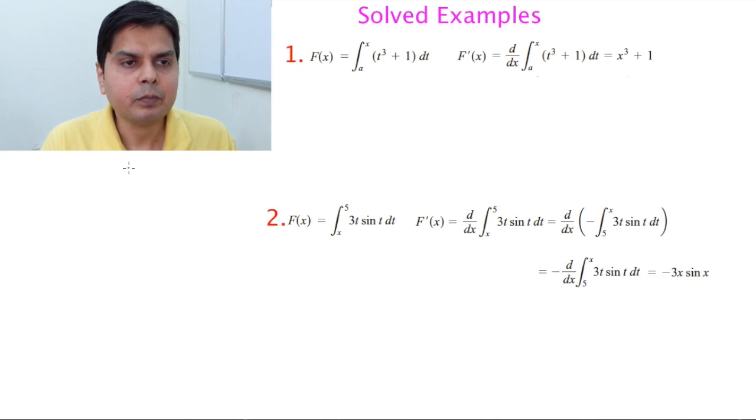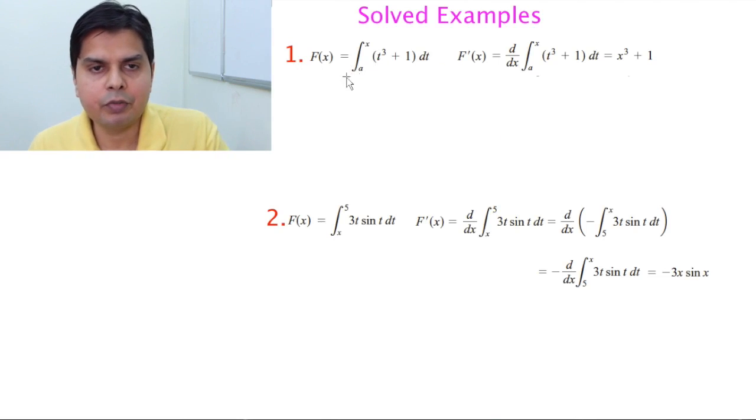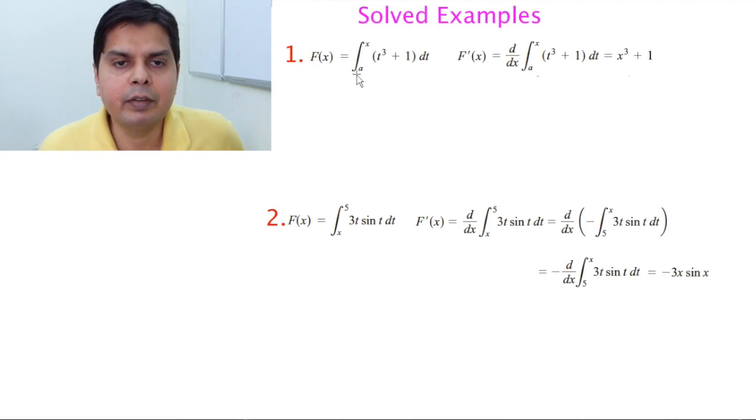Now let's see some solved examples of how to use the first part for finding the derivative of integral functions. Suppose I am given f(x) equal to the integral from a to x of t cube plus 1 dt. What will be f prime of x? Differentiating using the first part of the fundamental theorem, t cube plus 1 will become x cube plus 1. So this is very simple. f prime of x is equal to x cube plus 1.